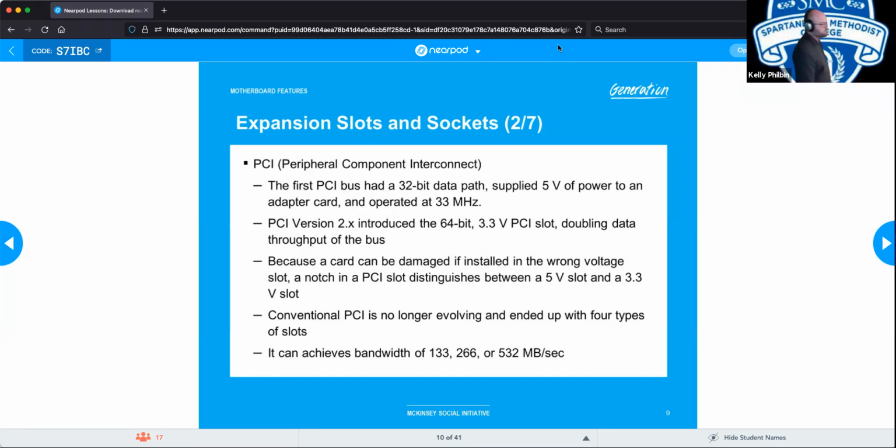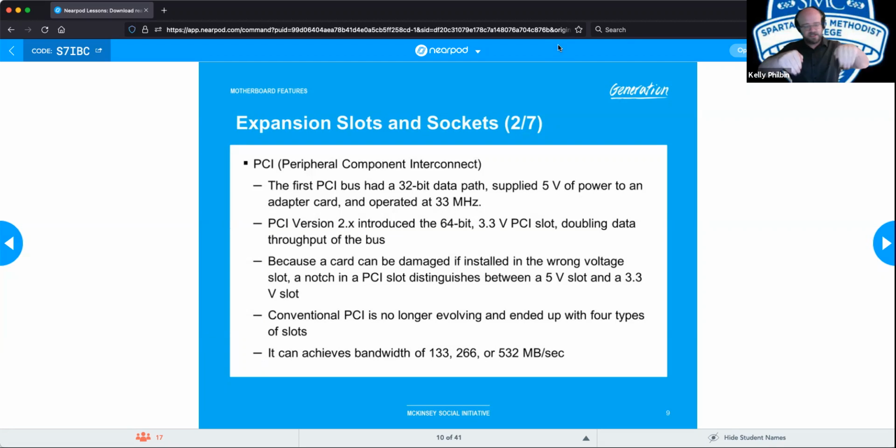Now, because the cards can be damaged if they're inserted into the wrong slots, and this also goes for RAM and things like that, because they will be receiving the wrong voltage required to run them, the manufacturers did a wonderful thing. They included notches in the designs of these cards and RAM modules, so that you cannot physically install a Gen 1 PCI component into a Gen 2 slot, and vice versa, because the slot won't match up and the component will just kind of rock back and forth.